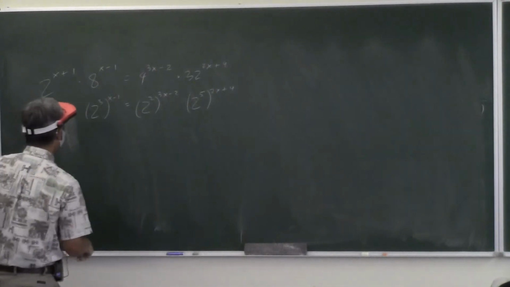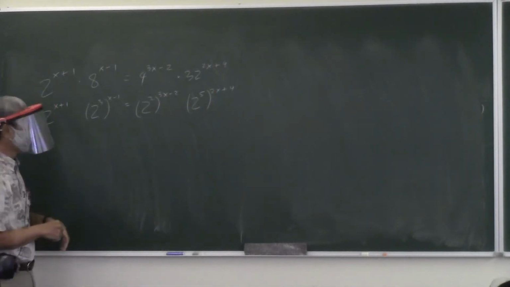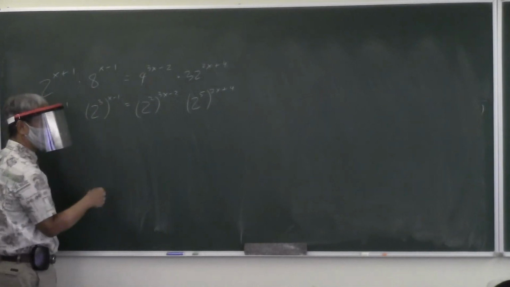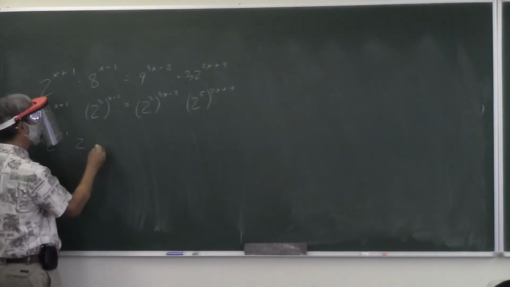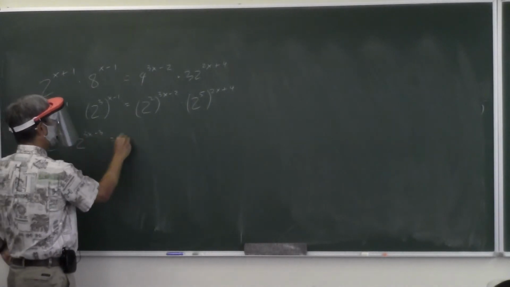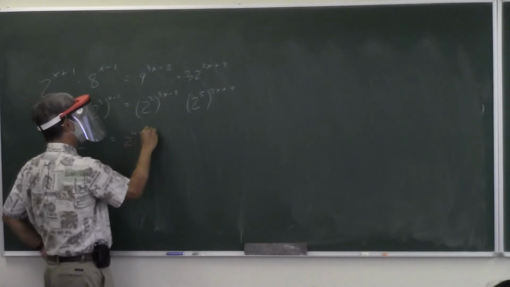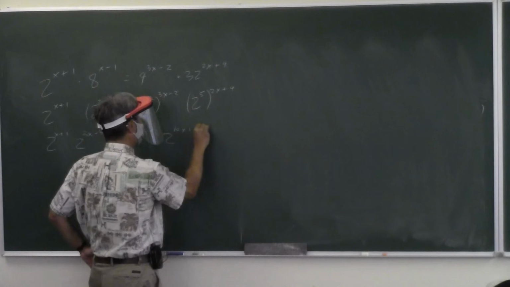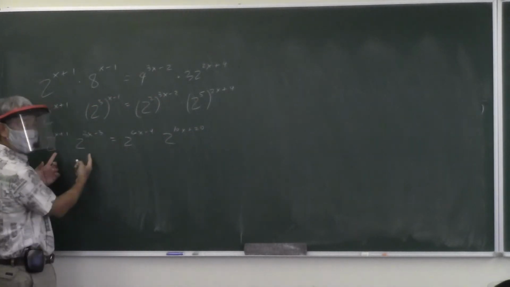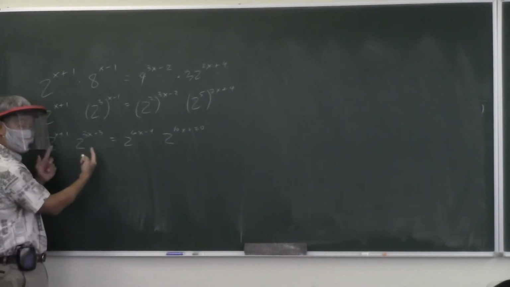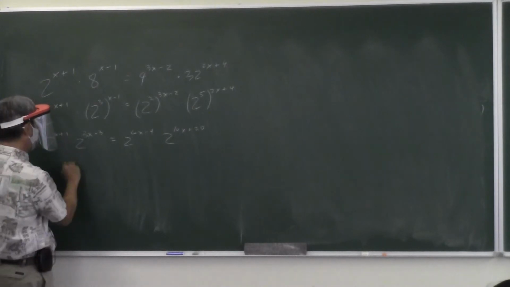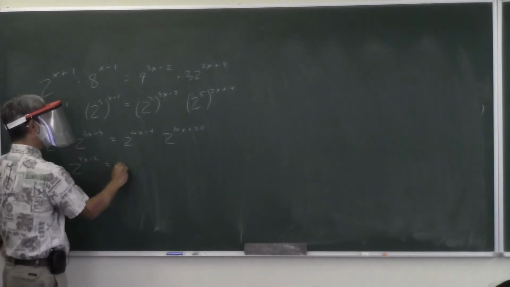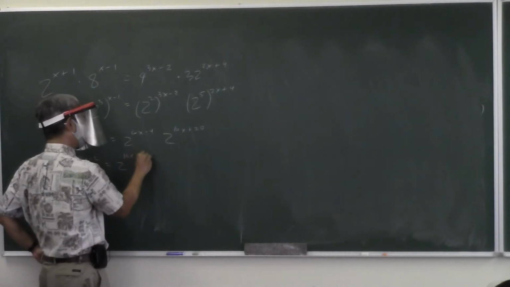But okay, now all you have to do is use your properties of exponents. What do you do with the exponents when it's outside the parentheses? Multiply. So 3x minus 3, and then multiply. So is that 6x minus 4? And then over here you're going to get 2 to the 10x plus 20. Now what do I do with the exponents in this case? You add. So when you multiply, you add the exponents. So 2 to the 4x minus 2 is equal to 2 to the 16x plus 16.